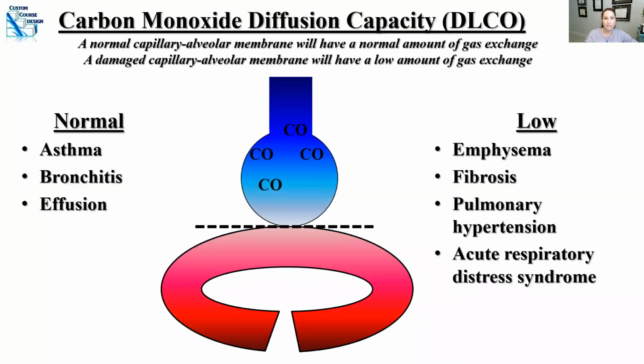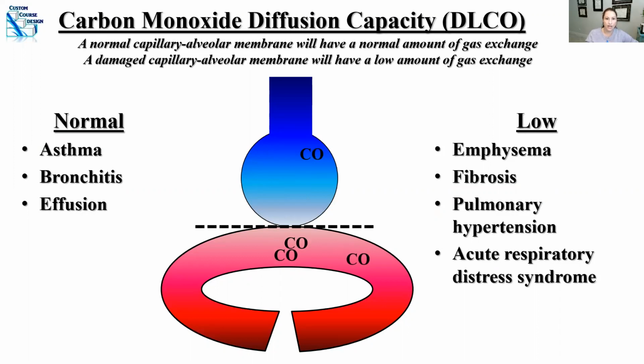Now let's talk about the DLCO test. This measures carbon monoxide diffusion capacity, and it looks at what is happening across the capillary alveolar membrane. A normal capillary alveolar membrane will have a normal amount of gas exchange. That makes sense. So in things like asthma, bronchitis, and effusion, you have a normal amount of gas exchange because that capillary alveolar membrane is not damaged, it's functional.